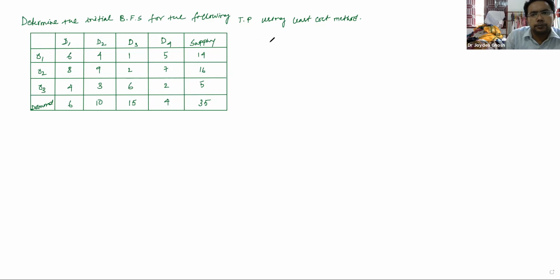So solution. So look at this row. What is the least cost? Least cost is 14. So allocate 14. Okay, so we will omit this column because already this is fully exhausted.